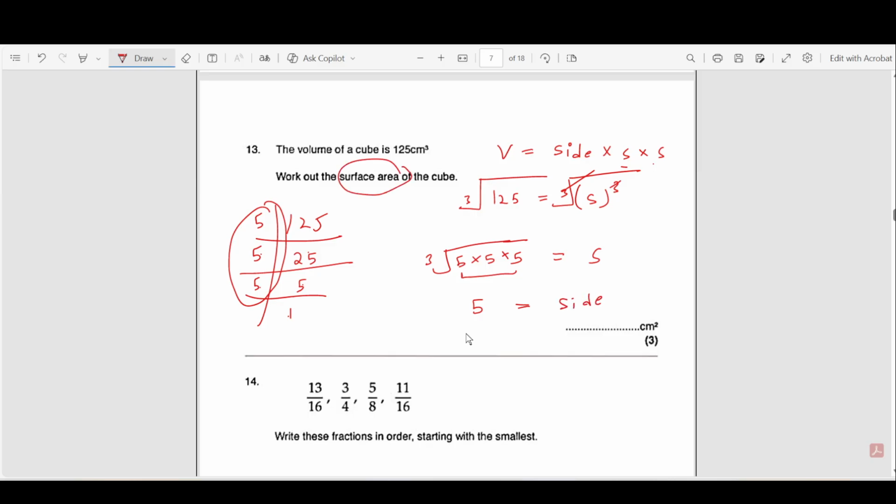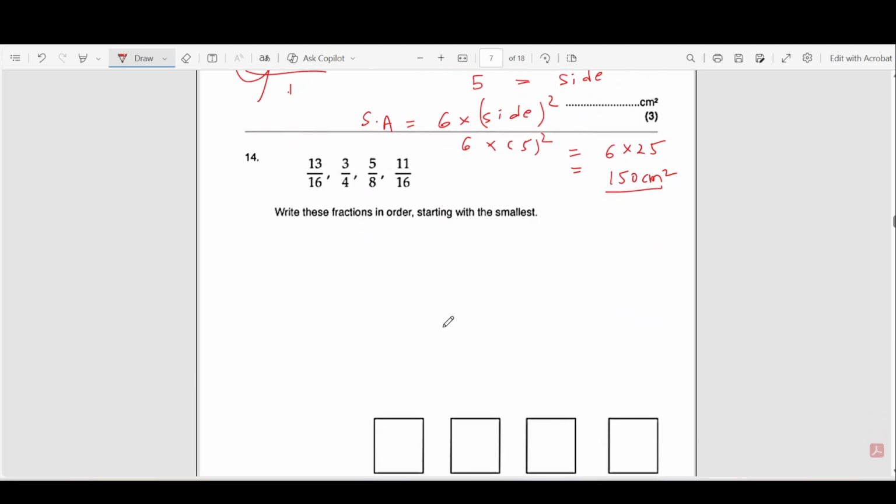Now I need to find the surface area, right? If I know the side, the formula to find the surface area of a cube is 6 times side squared. So the side is 5, 6 times 5 squared. 5 squared is 25. So 6 times 25 is 150 centimeter squared, because here it is in centimeters. So that's how we do it.